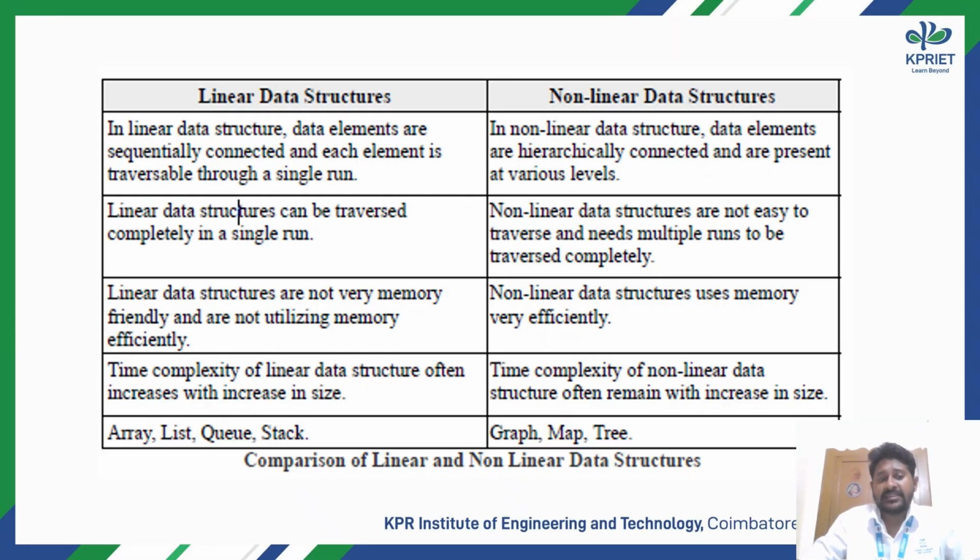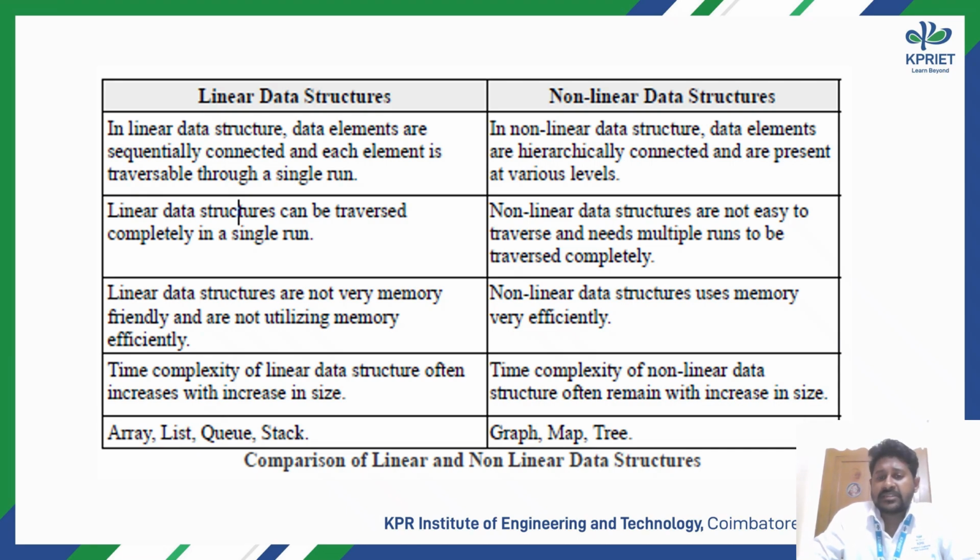Now, linear data structures. In linear data structures, data elements are sequentially connected, one to one in an orderly manner, and each element is traversable in a single run. Traversable here means displaying. In the sense either 1 to 10 or 10 to 1, in a single run. Either it will go from 1 to 10 at a stretch, or it will come from 10 to 1. We cannot start in the middle, and we cannot run the program from both sides at a time. These things come in linear data structures.